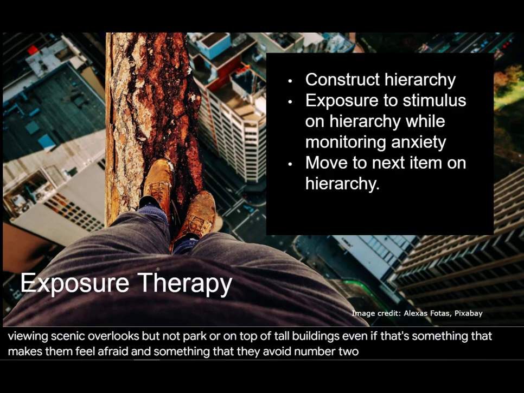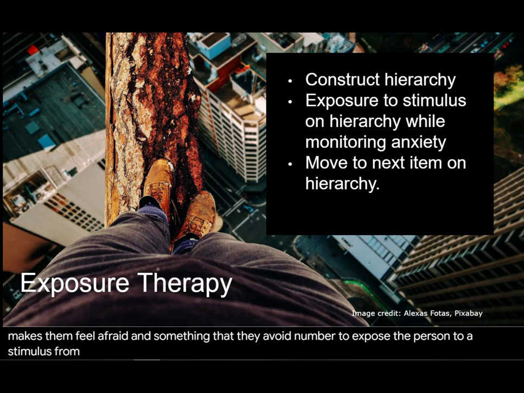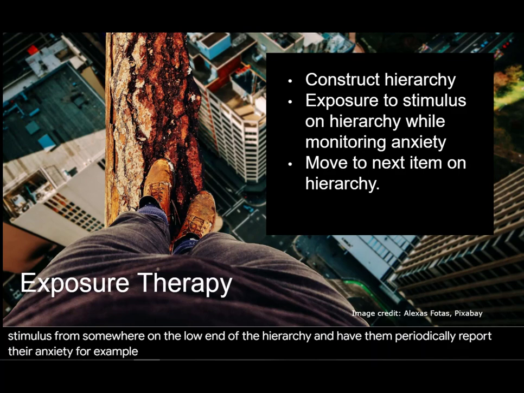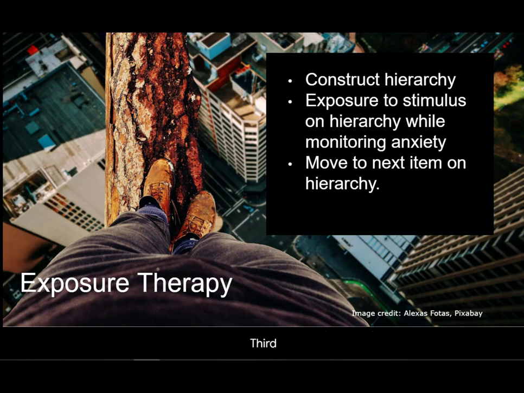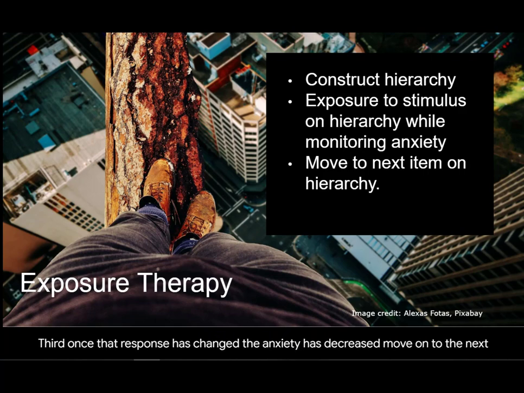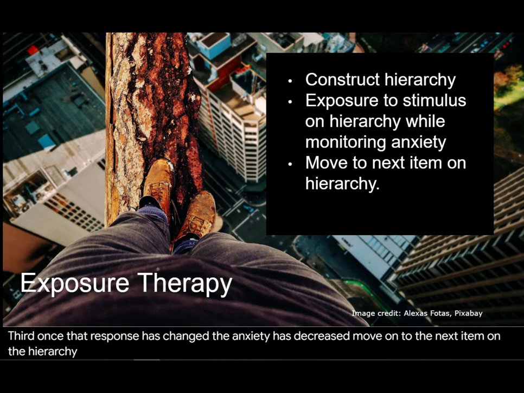Number two, expose the person to a stimulus from somewhere on the low end of the hierarchy and have them periodically report their anxiety, for example, by rating it on a 0 to 100 scale. What usually happens is that with continued exposure to the stimulus, anxiety decreases. Third, once that response has changed, the anxiety has decreased, move on to the next item on the hierarchy.